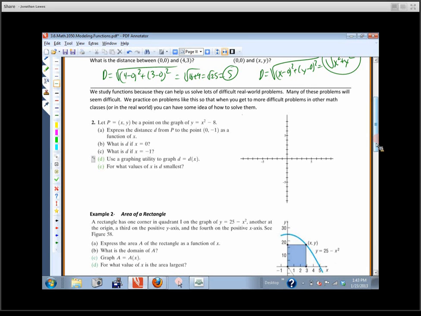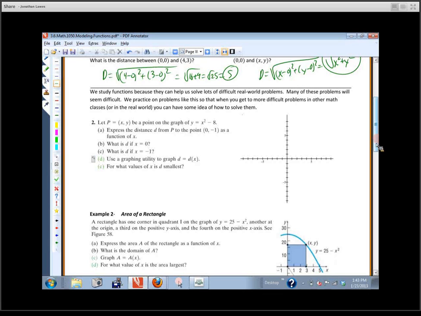And it's a point on that curve, y equals x squared minus 8, which, if we think about this a piece at a time, is a parabola that opens up, then moved down 8. I find that most of the time math makes more sense if we read it slowly. Don't look at this as one gigantic problem, break it down piece by piece. So we've got a point on that curve, we know what that curve is, and it says express the distance from P to the point 0, negative 1 as a function of x. Well, even if I read part A slowly, that still seems kind of difficult.